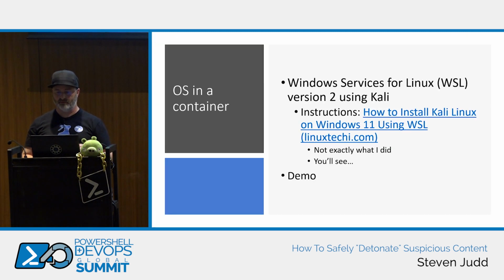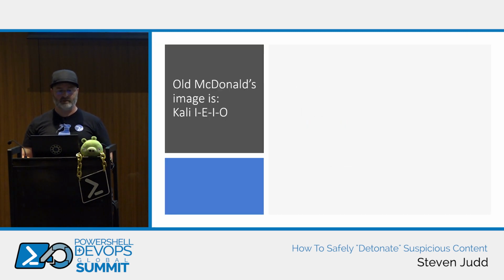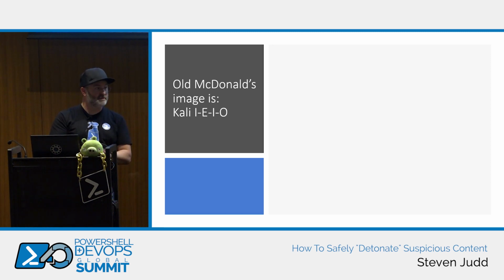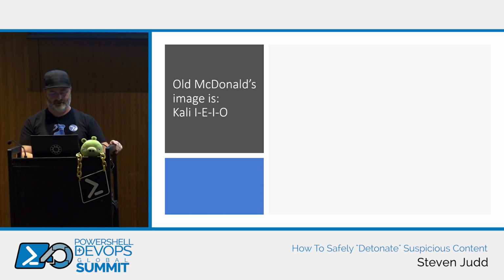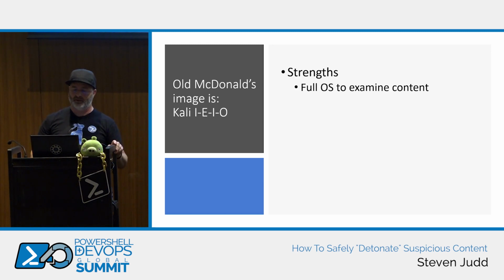So next up is demo 3. But before we get there, we need to talk about Old MacDonald's images. Kali-I-I-O. Right? Strings. Full OS to examine content. That's what's great about it. You have a full Kali image. You can do anything that Kali can do in that container, and it's powerful. I love it. It's easy to reset. Two lines, boom. And then you run the scripts that I'm gonna give you, and boom, you're set up. What could be easier than that? It's great, I love it.